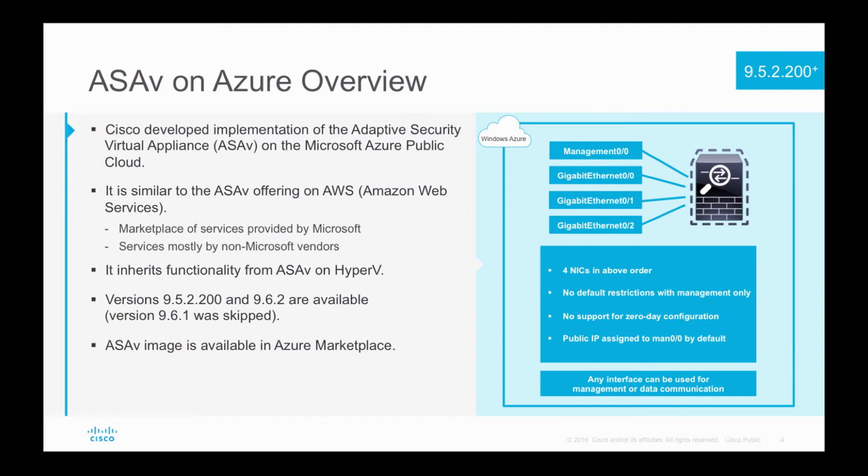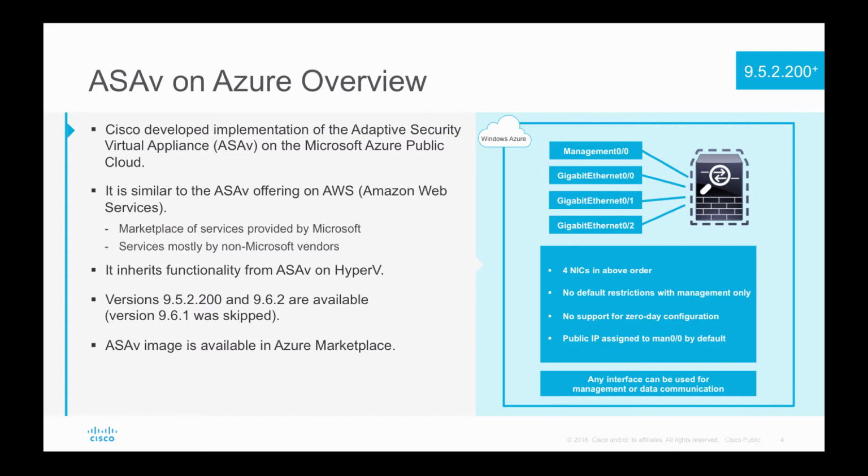Cisco ASA is a well-known firewall. We have physical models available as well as virtual appliances running on hypervisors like KVM, ESXi, and Hyper-V. We have a virtual ASA offering for AWS users also. We have leveraged a similar code base and created a virtual ASA image for users using Azure Cloud. So when you go to the Azure Marketplace, you will find the Cisco ASAv image there.